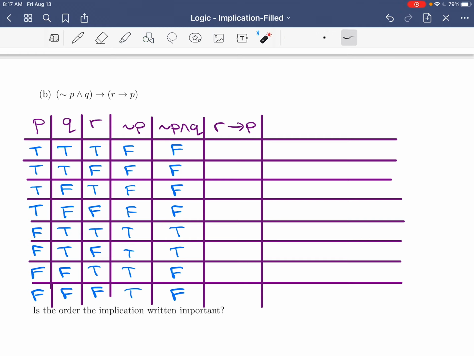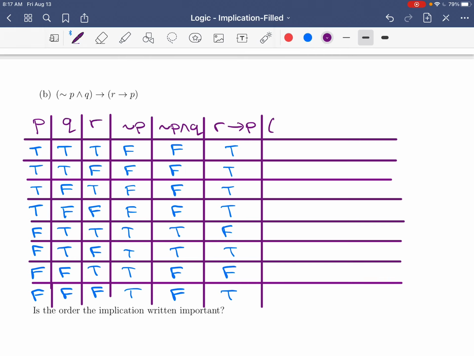Okay, so now I'm looking at R and P. When R is true, I need P to be true. So that's true. In the next, so every other row, R is false, which means that the implication is true automatically. In the third row, I have them both true, so that's true. And then in these last two, R is true, but P is false. So that's exactly where the implication is false.